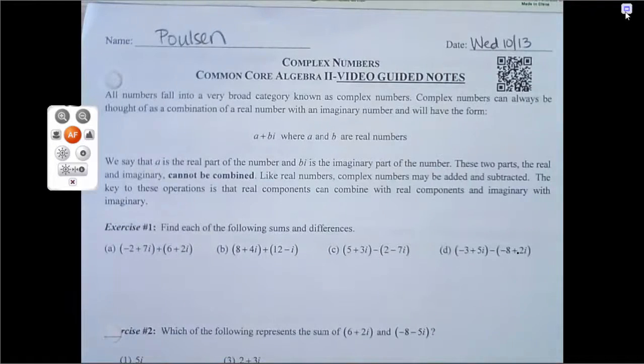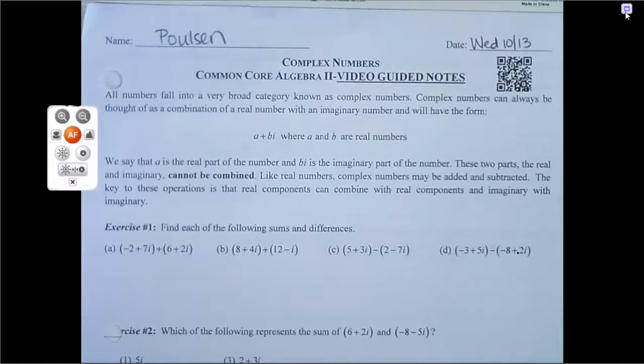So today we'll extend yesterday's conversation about imaginary numbers into complex numbers. All numbers fall into a very broad category known as complex numbers. Complex numbers can always be thought of as a combination of a real number with an imaginary number and will have the form a plus bi, where a and b are real numbers. We say that a is the real part of the number and bi is the imaginary part. These two parts, the real and imaginary, cannot be combined.